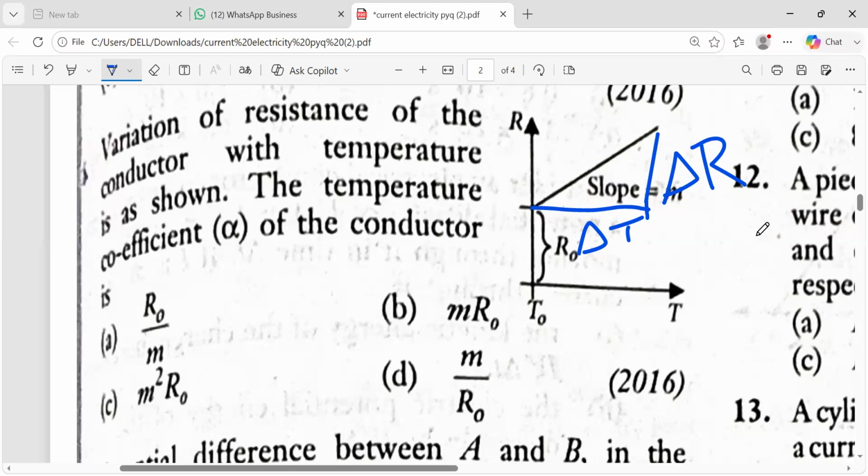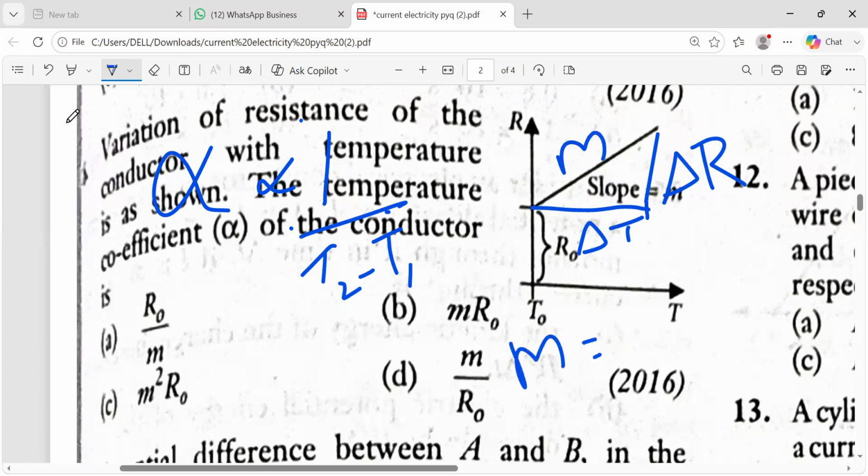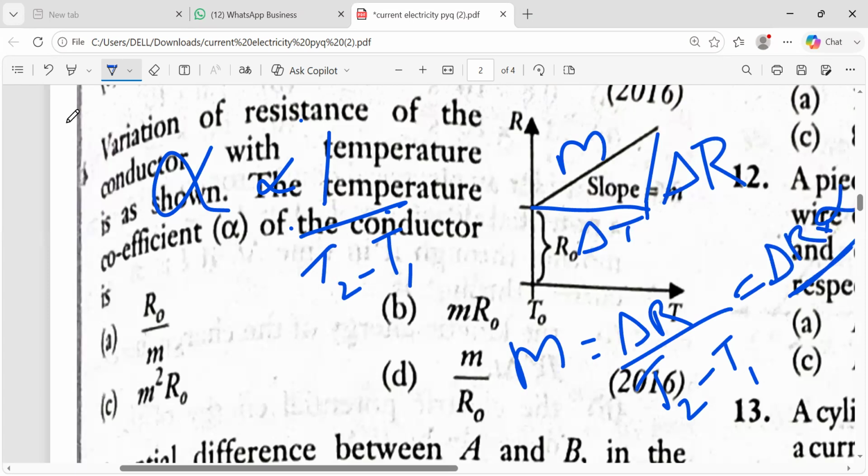Already in the last, I think the first question, I already told you, alpha is inversely proportional to what? 1 by T2 minus T1, or 1 by change in temperature. So what is my slope? M is equal to what? Delta R by T2 minus T1. Now instead of this 1 by T2 minus T1, what will I write? Delta R into alpha. Alpha is temperature coefficient.